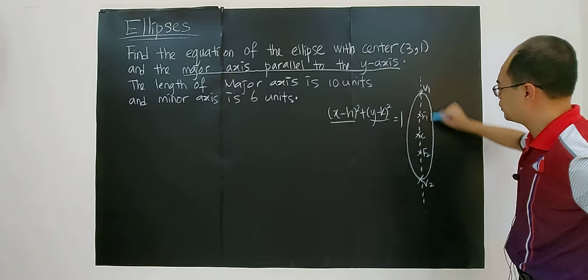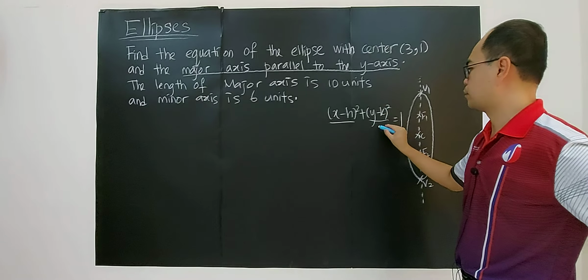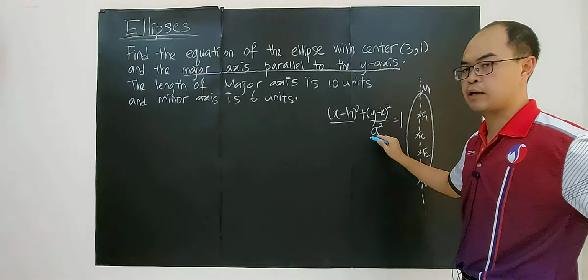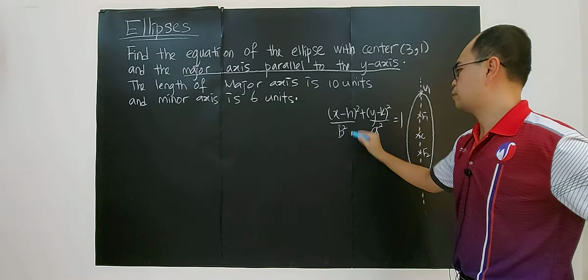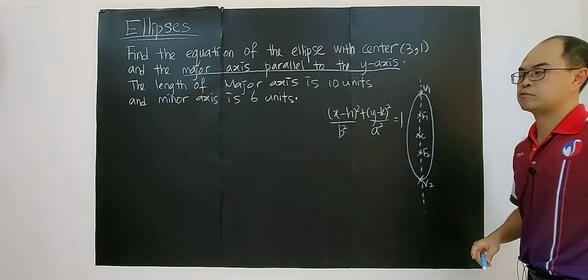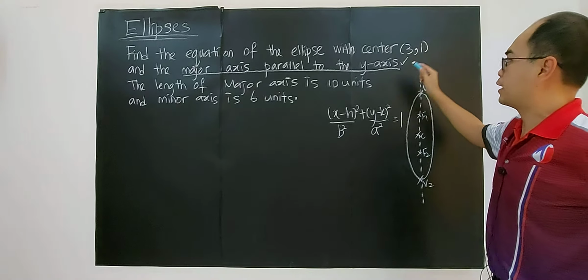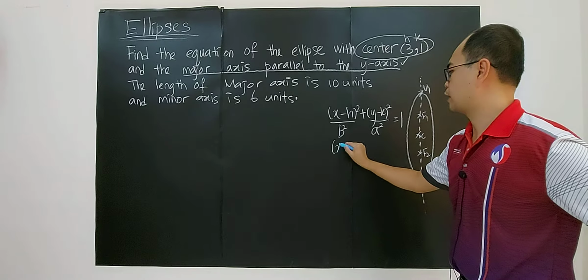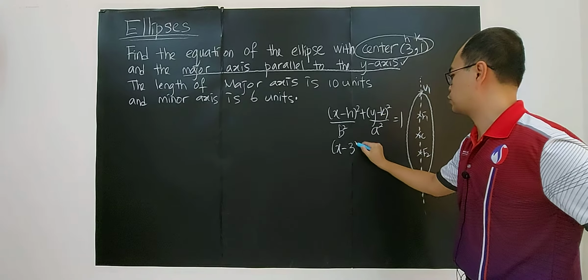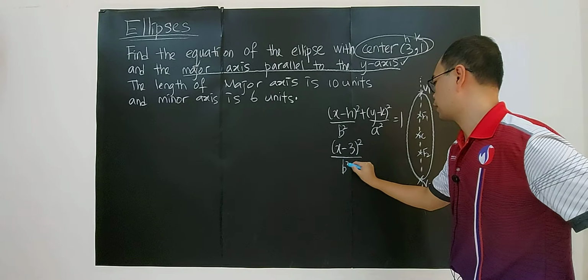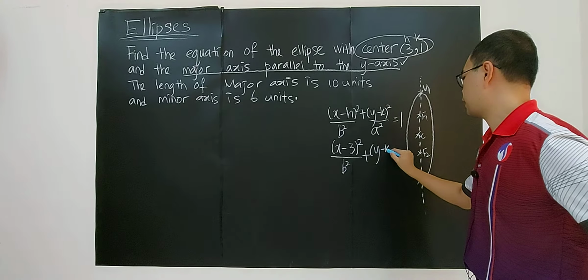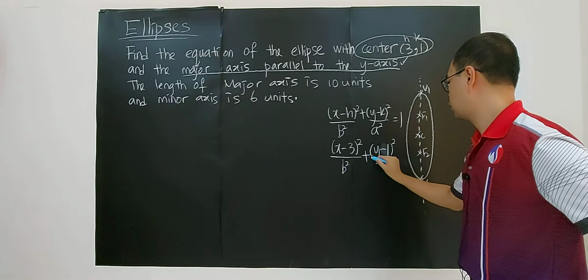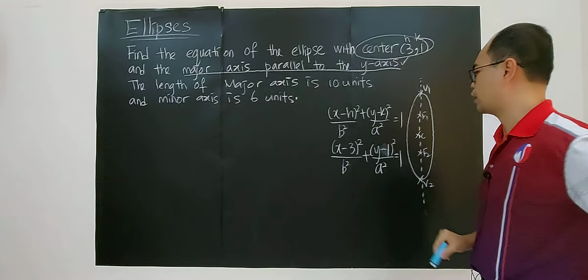Since this is a vertical major axis, the y value will be bigger. So the term under (y minus k) square will be a square, because we know that a square is greater than b square. This is the information we get from the first statement. Another one will be the center: we know the center (h, k). So the formula is (x minus 3) square over b square plus (y minus k) square, where k here is 1, (y minus 1) square over a square equals 1.